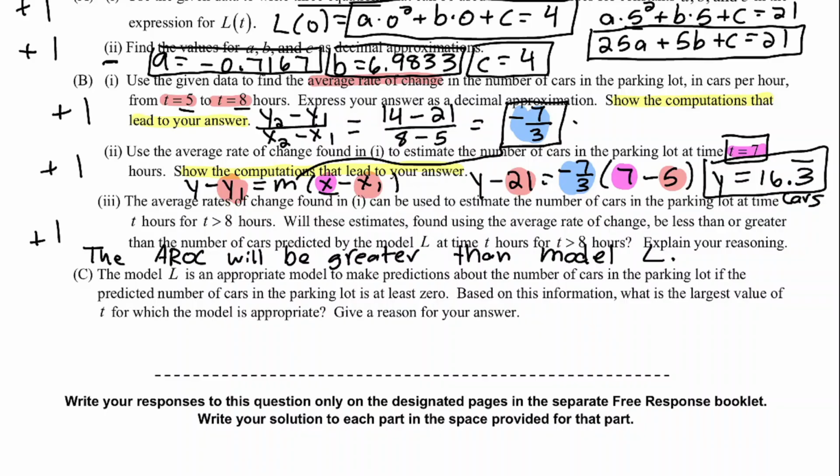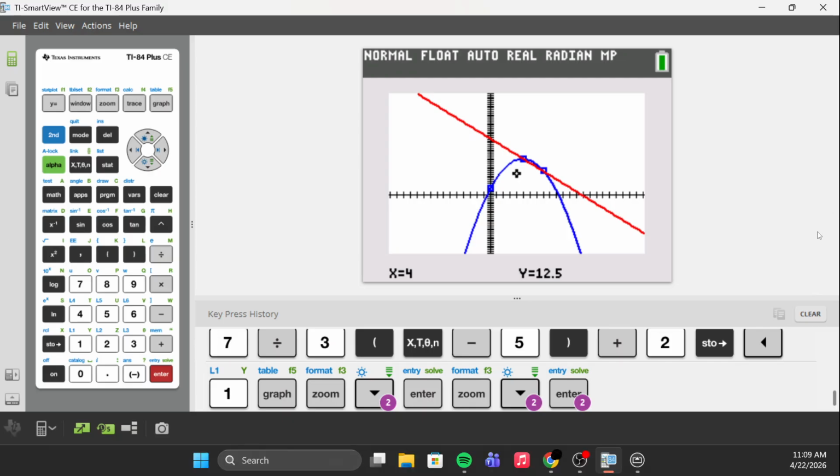And then part C says the model L is an appropriate model to make predictions about the number of cars in the parking lot when the parking lot has at least 0 cars. We don't want negative cars, right? So based off this information, what's the largest number of t for which the model is appropriate? Give a reason for your answer. Looking at this blue graph, I can only use it when it's bigger than 0. So I want to find when it turns negative.